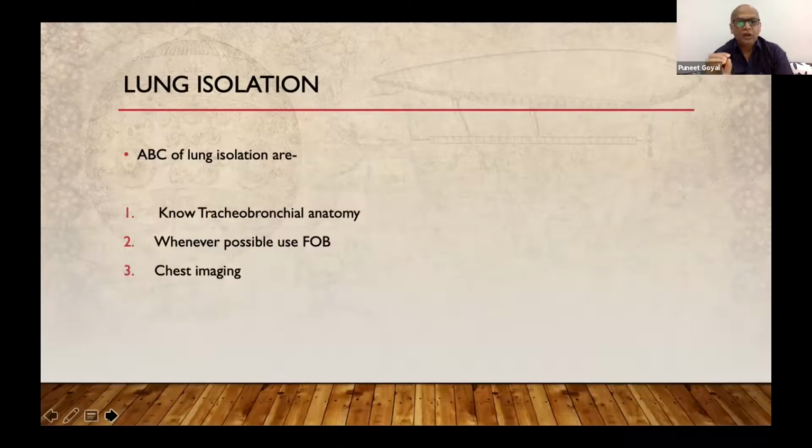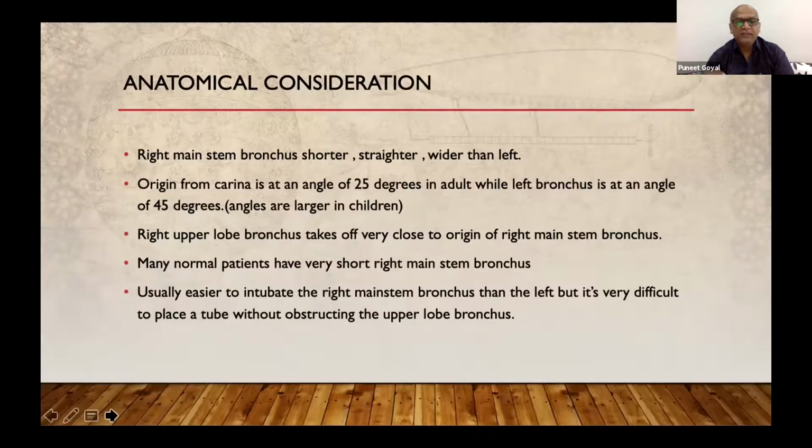So to achieve lung isolation, one has to know the tracheobronchial anatomy of the patient. So always try to review the imaging like chest x-rays and the CT scans, which otherwise would also be done by the surgical team. You don't need to order them separately, but just review the various imaging which the surgeon has obtained and you will understand the tracheobronchial anatomy. And whenever possible, use the fiber optic bronchoscopy. Various anatomical facts one should know will be helpful in positioning the DLT and bronchial blockers.